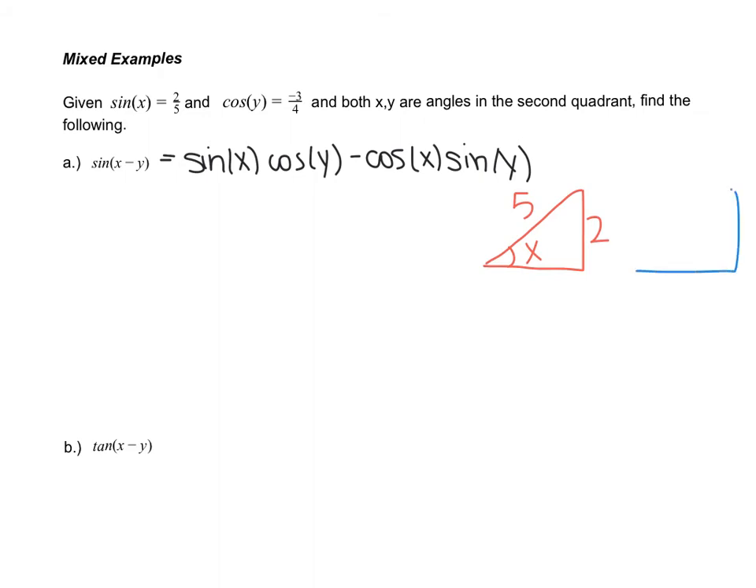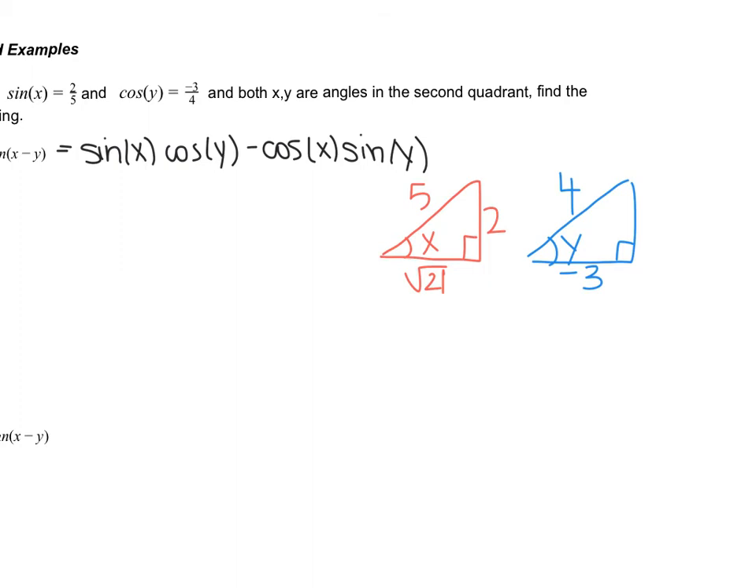And using my information about cosine of y, the adjacent side is -3 and my hypotenuse is 4. We have enough information to find the missing side to find sine and cosine. So using the Pythagorean theorem, we end up with the adjacent side being the square root of 21 in our first triangle. And using the Pythagorean theorem, the opposite side in our second triangle will be radical 7.